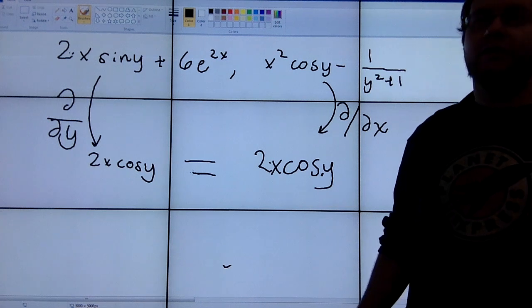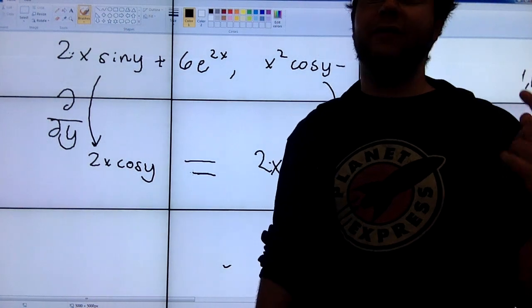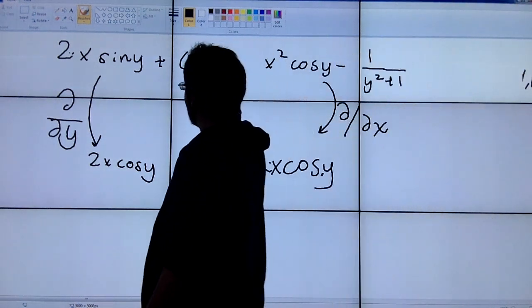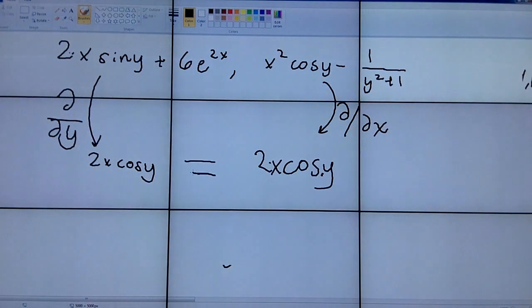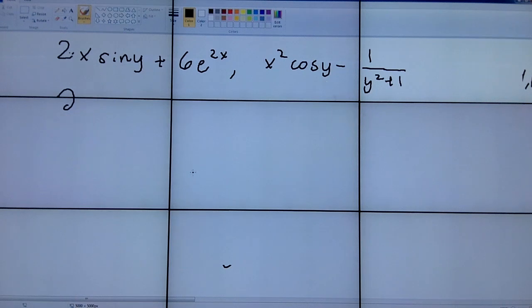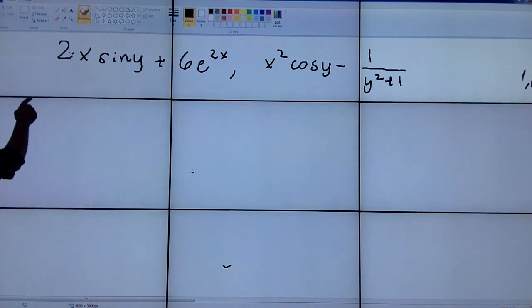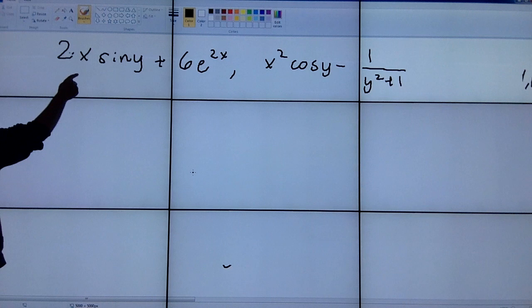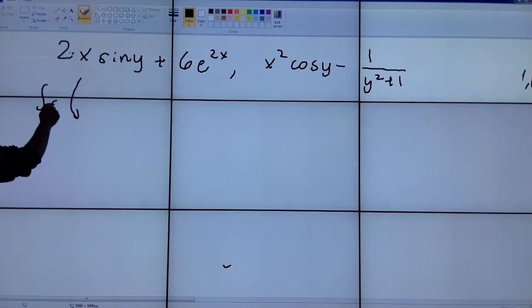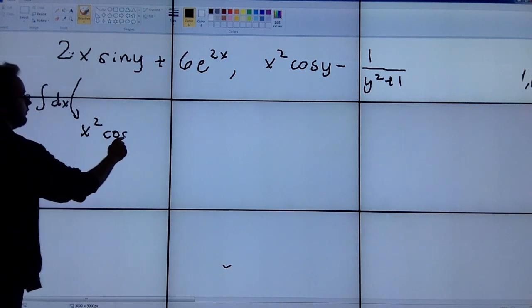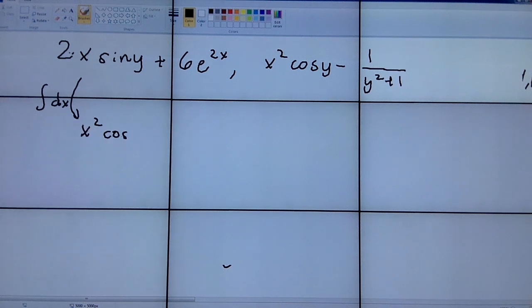So we have to find the what? Now that we know it's conservative, what are we going to look for? We're going to find that vector field's potential function. Let's find it by integrating the first component with respect to x. What is the integral of the first component with respect to x? If I integrate 2x sin y plus 6e to the 2x with respect to x, we would get x squared sin y.